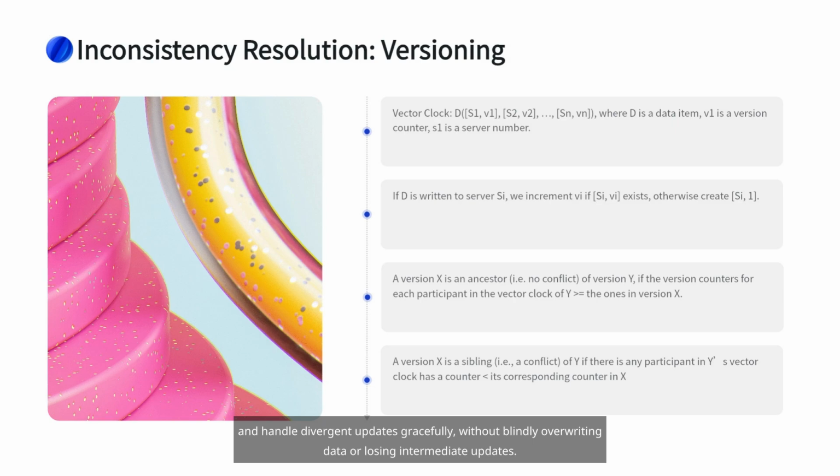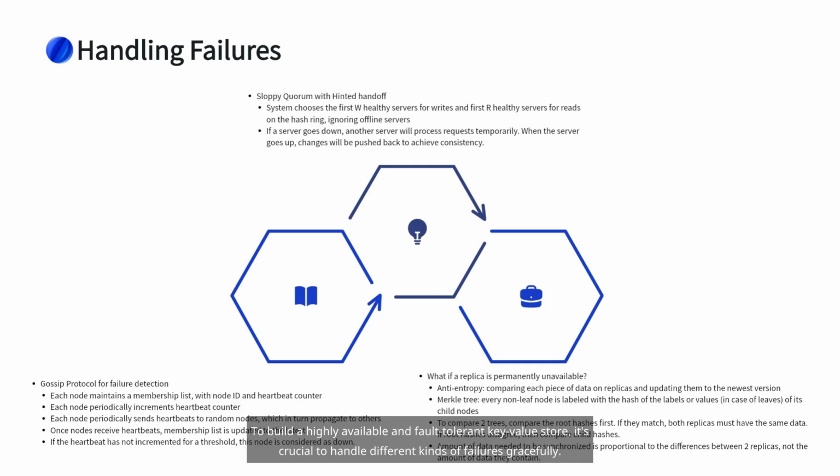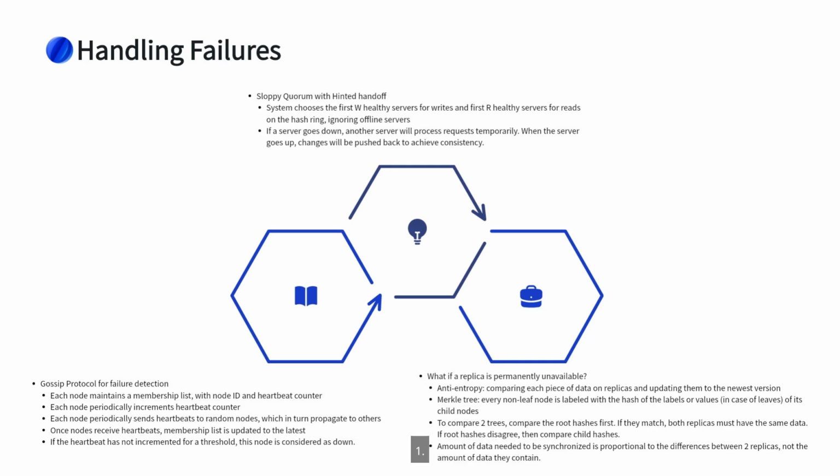or losing intermediate updates. To build a highly available and fault-tolerant key-value store, it's crucial to handle different kinds of failures gracefully. This includes temporary outages, network partitions, and permanent node loss. Let's look at the techniques we use. 1. Gossip protocol for failure detection.